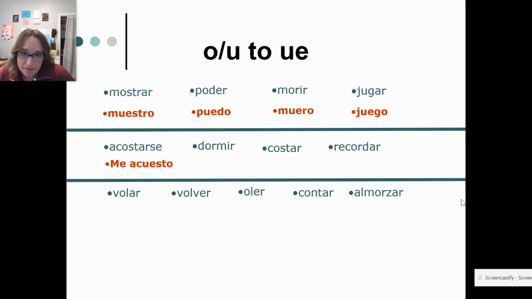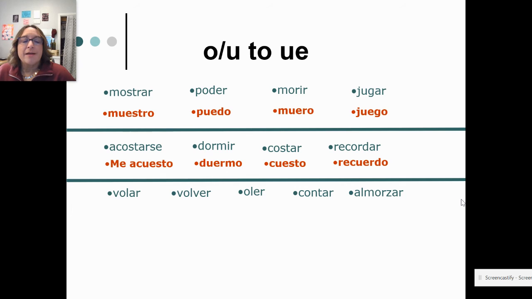I sleep was our first example. Duermo. I cost. Don't put a price on yourselves, ladies and gentlemen. Let's just do third person there. So, cuesto, no. Cuestas, cuesta. It costs. Cuesto, I don't like that. Cuesta.